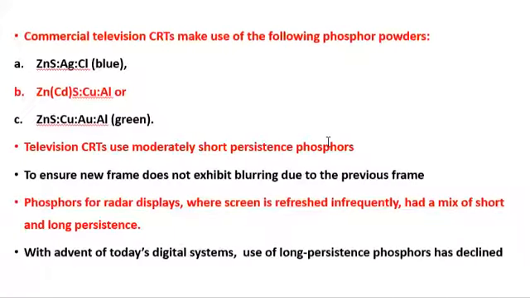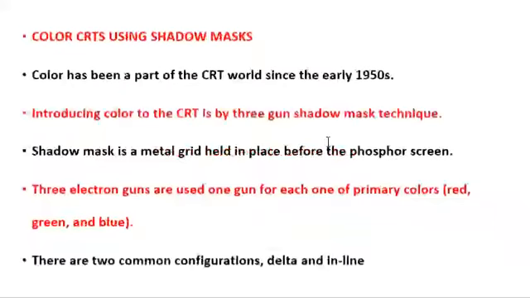so that there won't be a problem of blurring. And it is possible for other applications where the screen is refreshed not frequently, then it has a mix of the two. That is the phosphor elements that have short and the ones that have long persistence. And today that we have digital systems, the use of long persistence has declined. The majority use a short persistence combination.